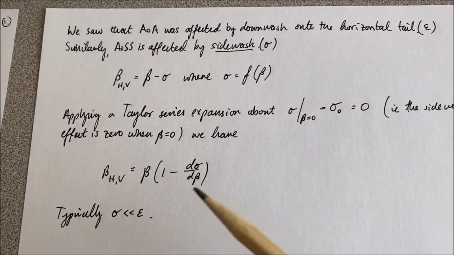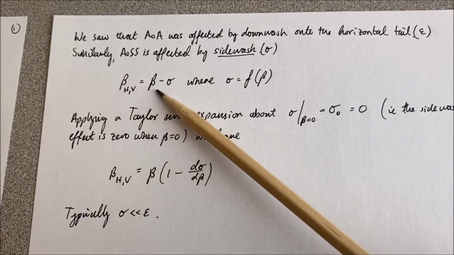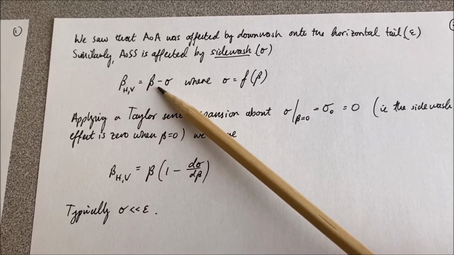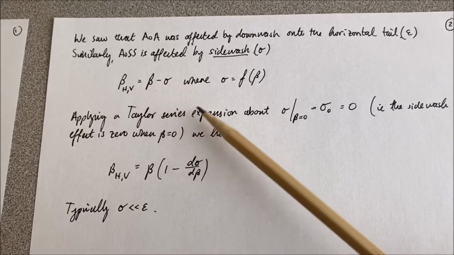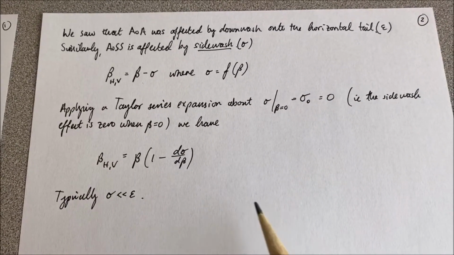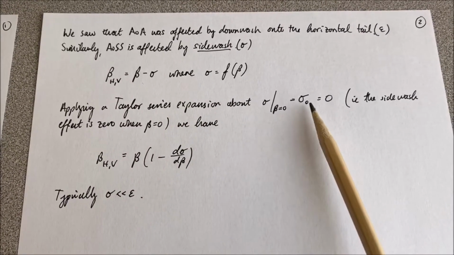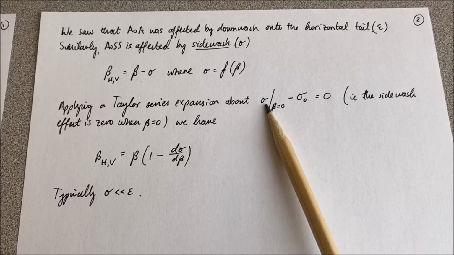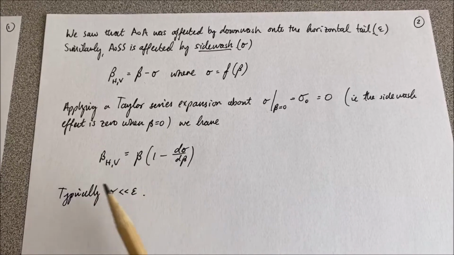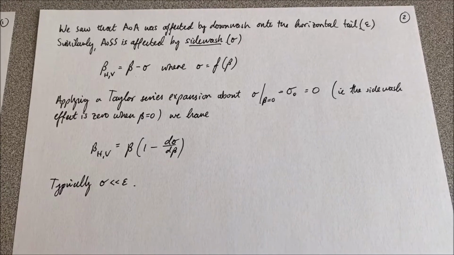So we say that the angle of side slip on the horizontal and vertical tail is essentially the free stream side slip angle minus the effect due to sidewash, and that's just a function of beta, right? So again, as we did in the last chapter, we can just apply a Taylor series expansion of sigma about this reference condition. So the sidewash effect is 0 when beta is 0 to get this expression here. And typically the sidewash effect is much smaller than the downwash effect.